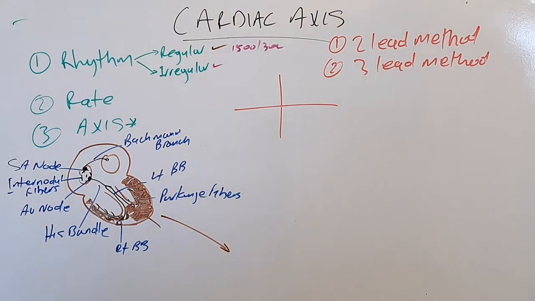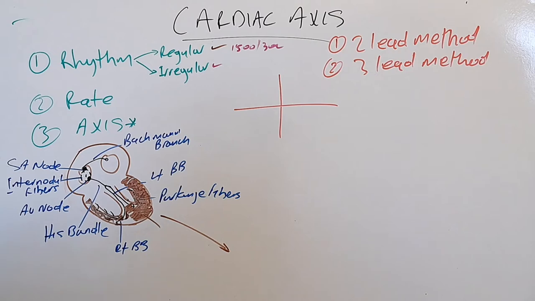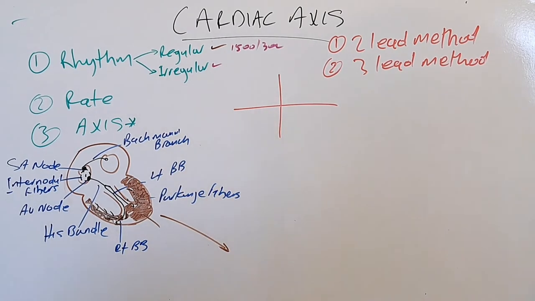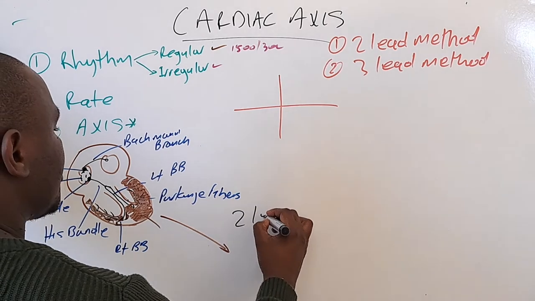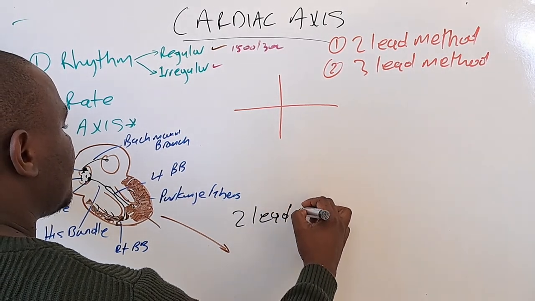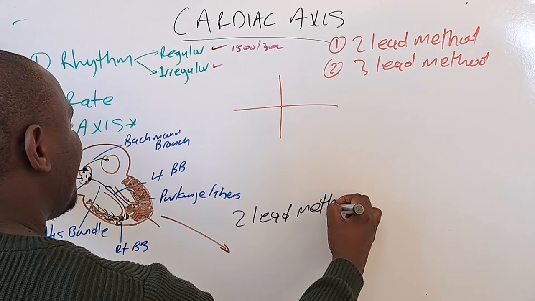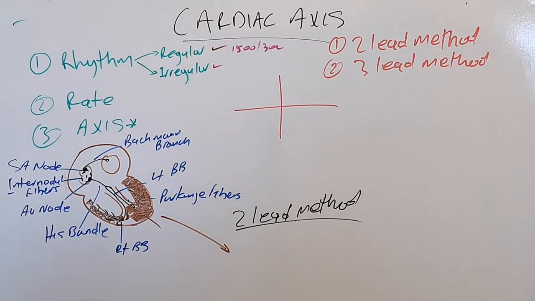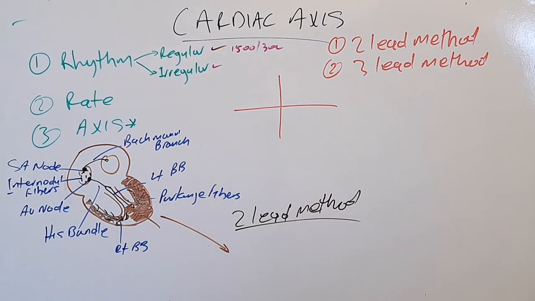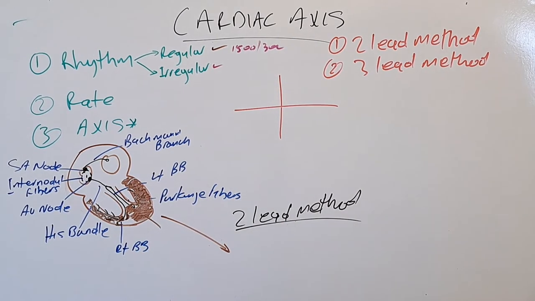We are going to go back and talk about the rhythm and the rate, but I just felt, let me just do the axis now. So we're going to be using the two lead method in this case, which is very easy. This is the one that I use. It's easy and transparent. The three lead is not very complicated, but the easiest one is the two lead.